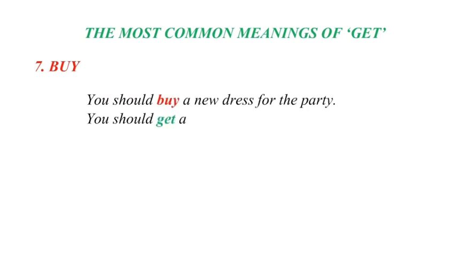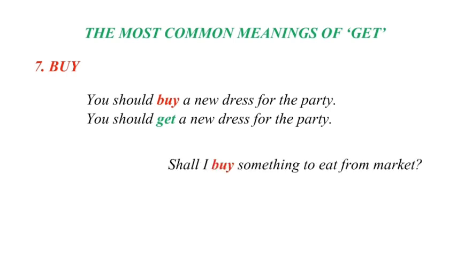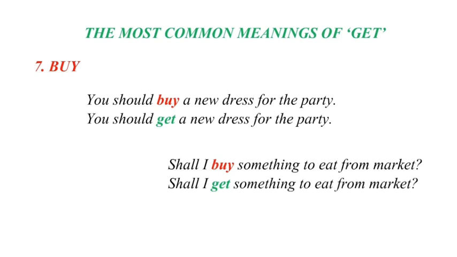Wait, I have more verbs for you. And the next one is buy. B-U-Y, buy. So we can replace buy with the word get. If you want to tell somebody that now you should buy a new dress, you would say you should buy a new dress for the party. Now change it with the word get. You should get a new dress for the party. Shall I buy something to eat from the market? Shall I get something to eat from the market?